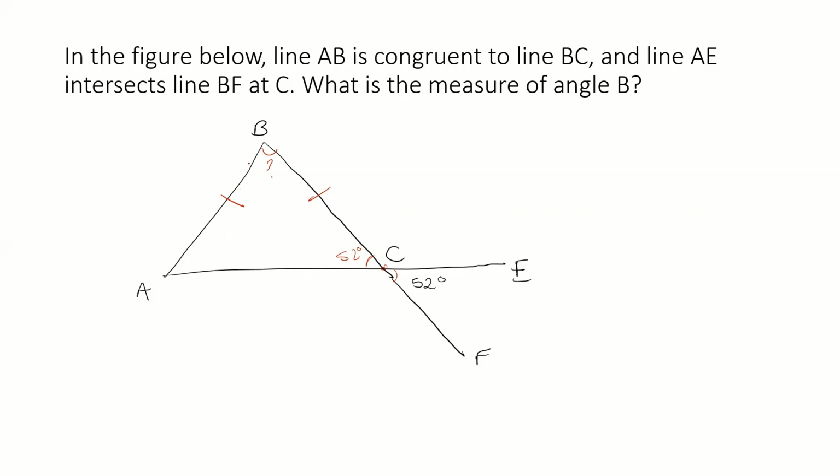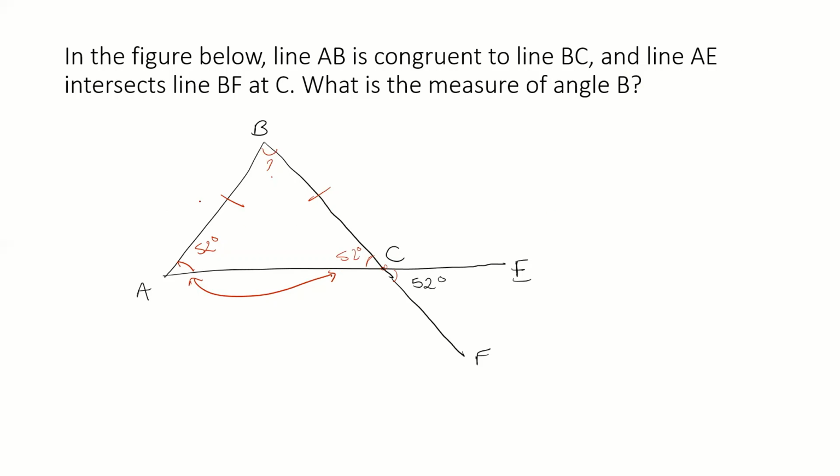Because line AB and line BC are congruent, we call this an isosceles triangle, and that would mean that this angle right here is congruent with this angle right there. So this angle is also 52 degrees.